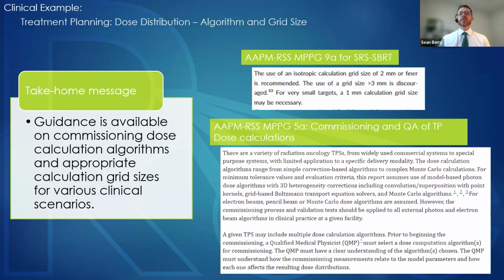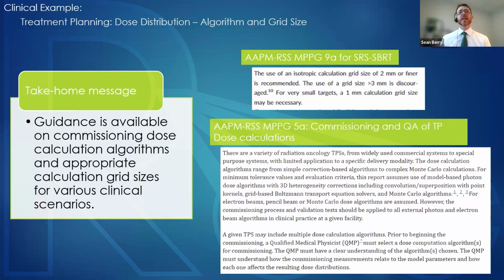When it comes to algorithm and grid size, I started to talk about this before, but the question before was about slice thickness. So grid size, you have different options, and when you choose a small grid size, you're going to get more spatial accuracy, but it's going to take longer to do the calculation. For a larger grid size, you can do the calculation faster, but you lose a little bit of that spatial accuracy. So there's a trade-off there.